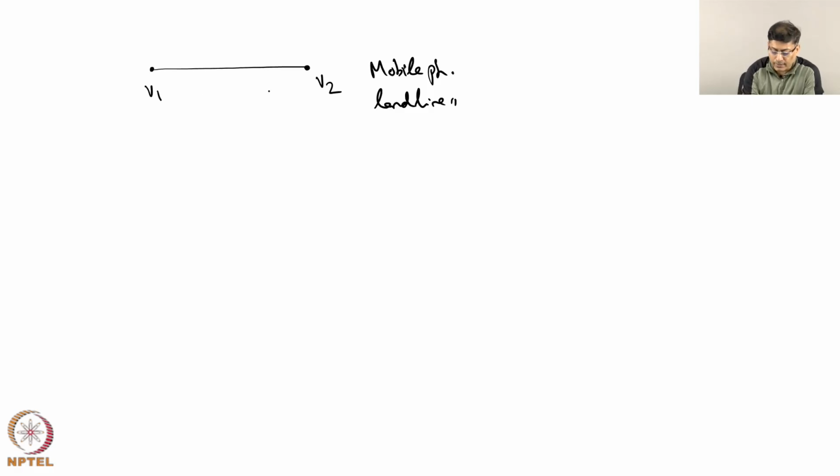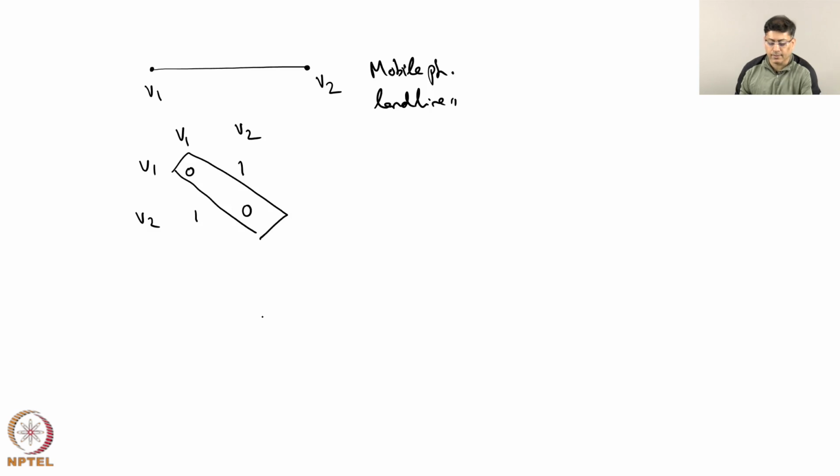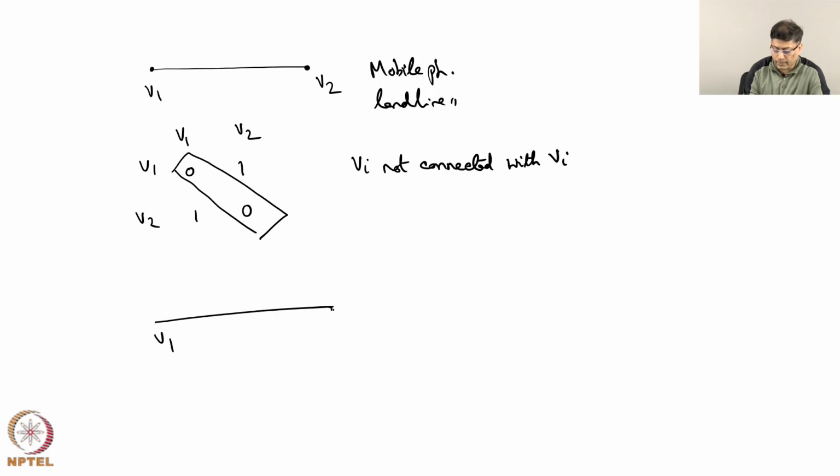Therefore, in such a case, V1 is not connected with V1, V2 is not connected with V2, and V1, V2 are interconnected. So, in this case, the matrix representation will be, and again you see these diagonal elements are 0. So, this is the physical meaning of Vi not connected to Vi. Now, we are going to see another example where V1 and V2 are connected to themselves also.